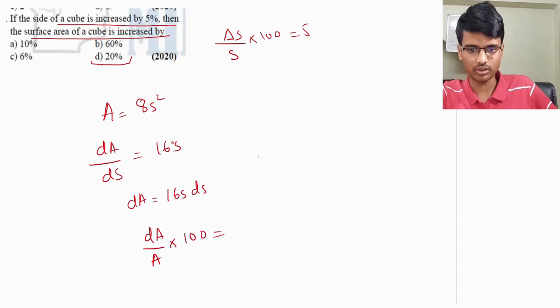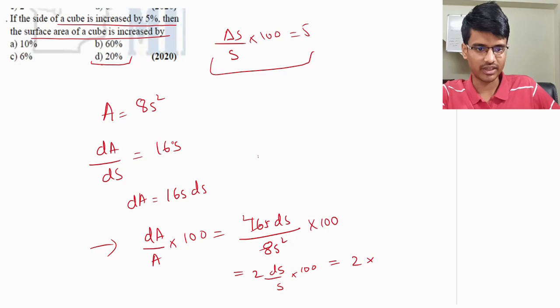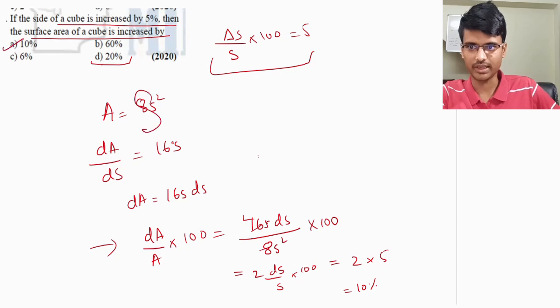So what is my dA? I just need to substitute in this equation. dA is 12s ds, and what is my A? A is nothing but 6s square, into 100, right? So what do I get? 6 2s are 12, 2 ds by s into 100. ds by s into 100, we already know that, it is 5. So the correct answer is 10 percent. So the correct answer is option A.